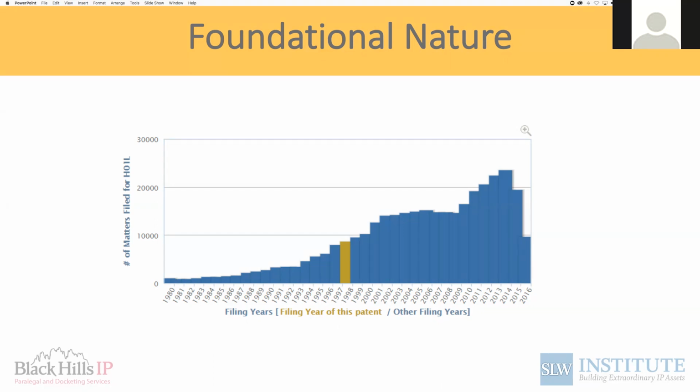Of course, a foundational patent can have great value due to its applicability to follow-on technologies. So it's an important piece of analytics to at least be considering to move to the next step.